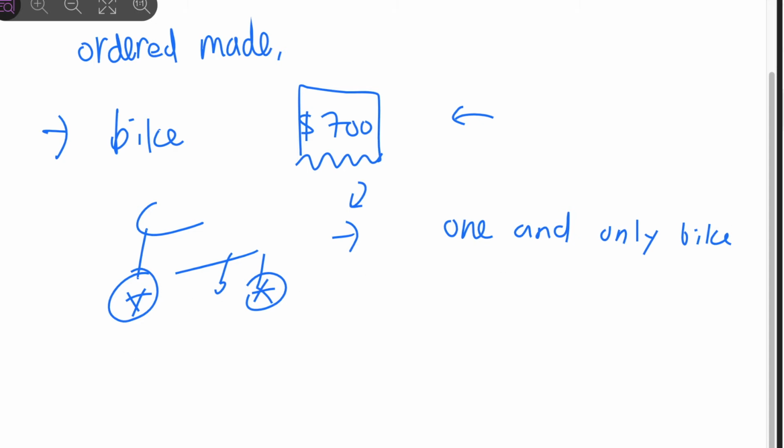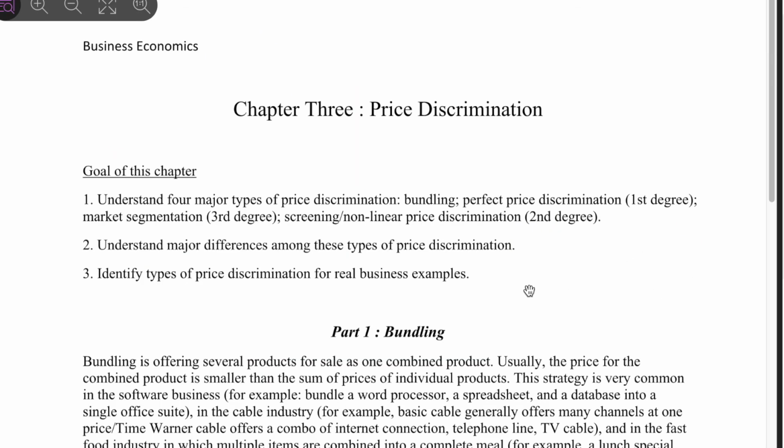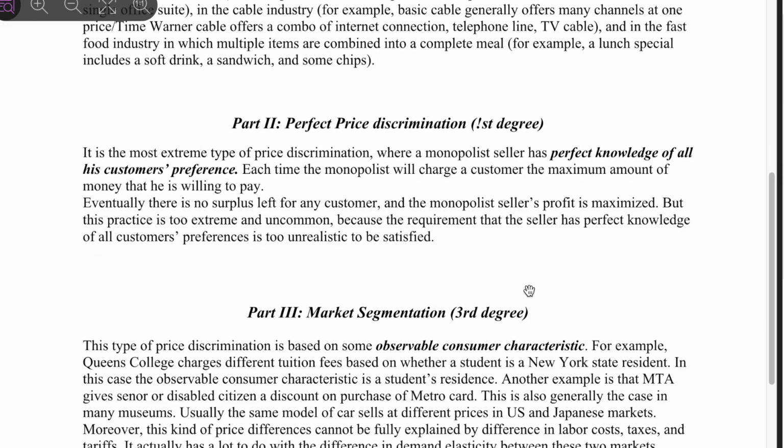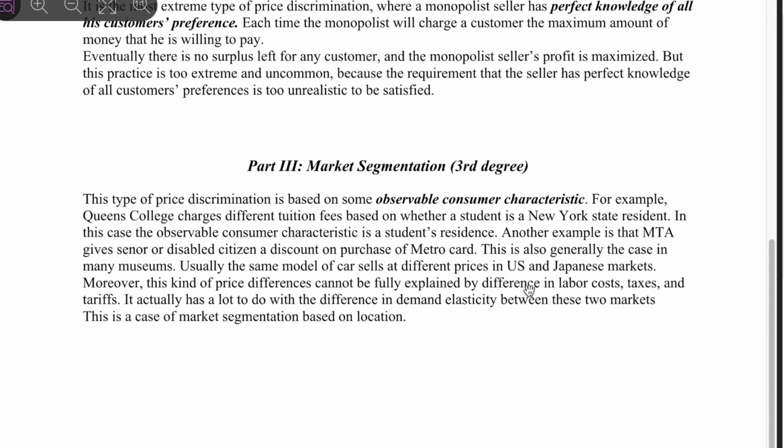Okay, let's go back to a different price discrimination. Part 3 is market segmentation, which is called the 3rd-degree price discrimination. And this type of price discrimination is based on some observable consumer characteristic.